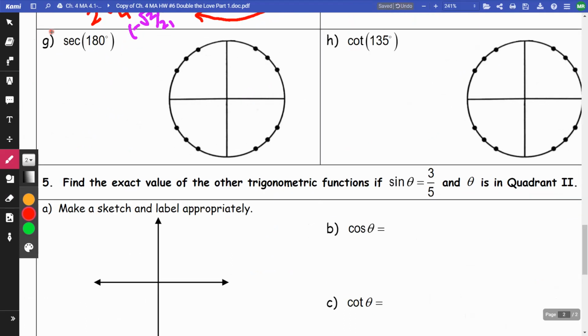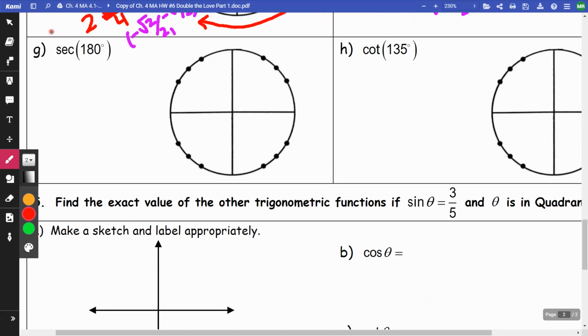On letter G, secant of 180 degrees. Okay, I'm here. This is going to be negative 1 comma 0. Secant is a reciprocal of cosine. So the cosine of 180 degrees is negative 1. And when I take the reciprocal of a negative 1, I get negative 1.